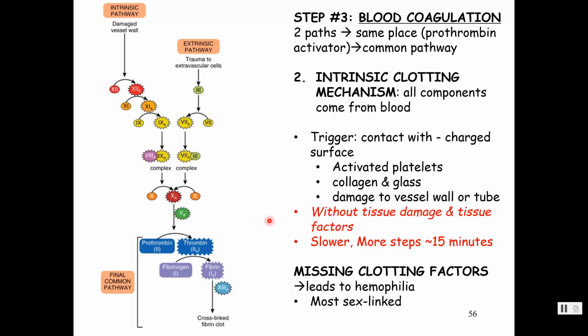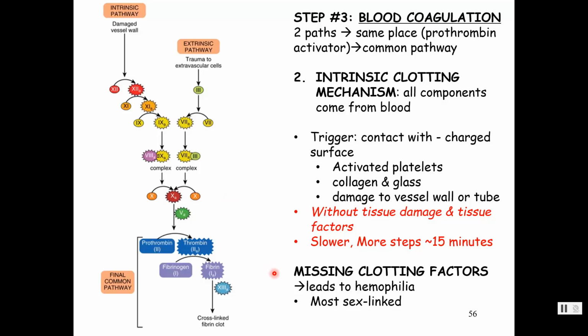And the big thing is it's slower, and both extrinsic and intrinsic are going to lead to this common pathway. Eventually we're going to get fibrin and that true blood clot. And we're going to look at that common pathway in a second. So look at all of these clotting factors, so they each had Roman numerals.